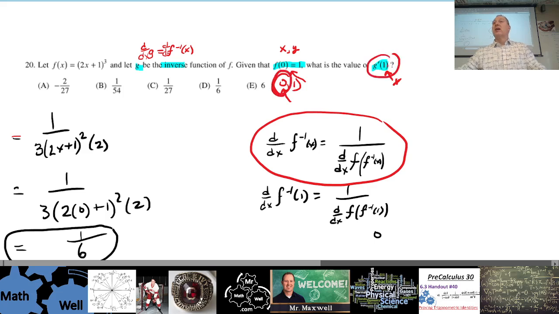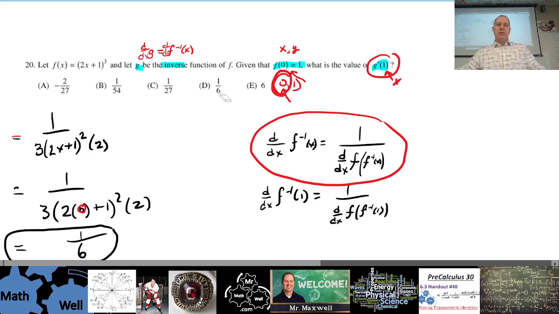So that's the trick. Don't automatically put in the 1, because that's what people will do. That's the y value of the original function. You want the x value of the original. This is the x value of the inverse. So if you put in 0 here, then you get 6 on the bottom, and so this is 1 over 6.